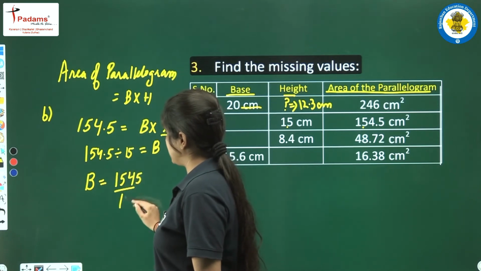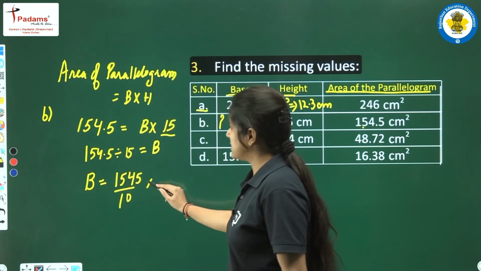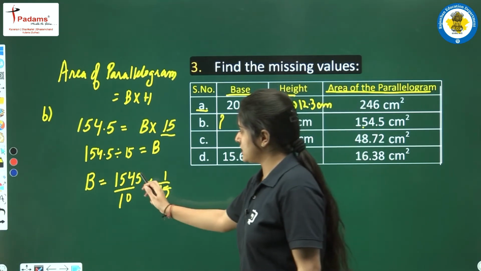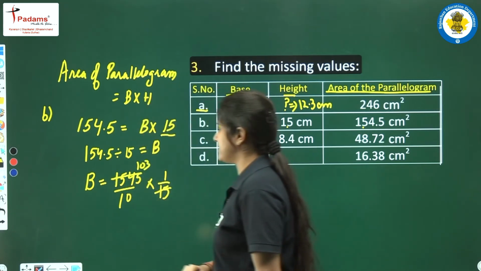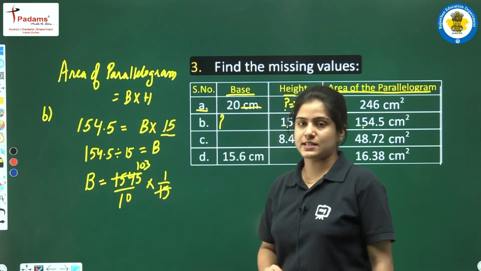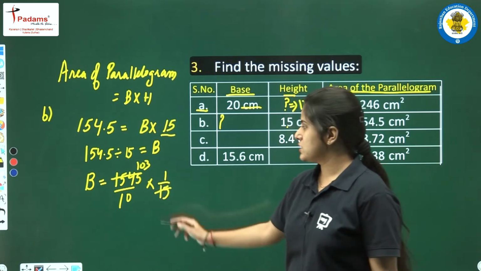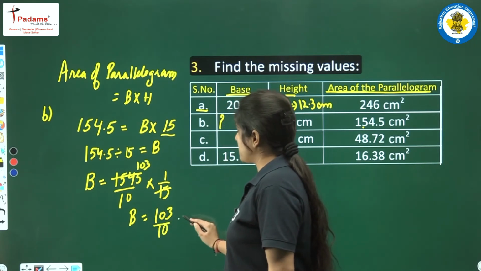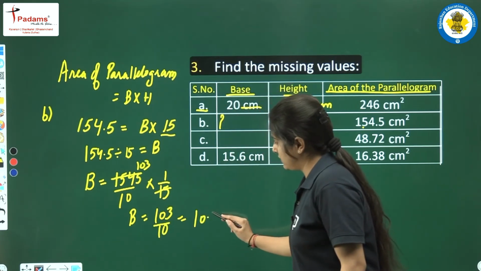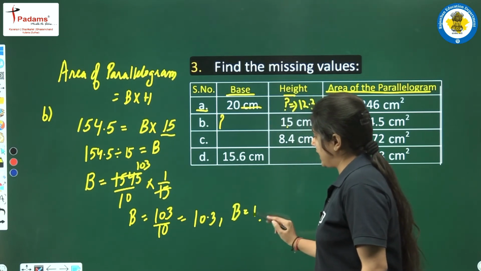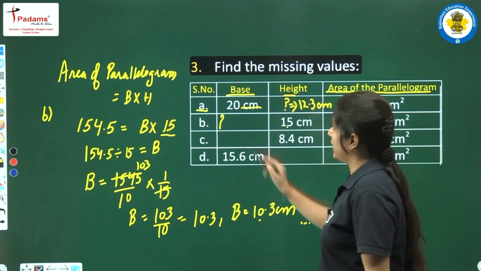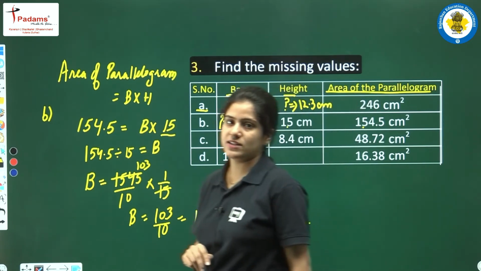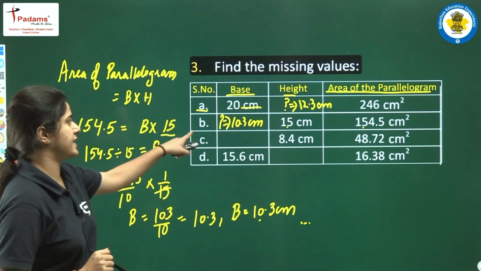1545. Now after removing the decimal, 10 comes here, so multiply into 1/15, right? We can do this thing. Now students, on the table of 103, it will cancel out. 15 into 103 is equals to 1545. Okay, so now students, b is equals to 103 upon 10, that is equals to 10.3, where base is equals to 10.3 centimeters. Okay, this is the value of the base, 10.3 centimeters. All right students, and this is the missing part of this second serial number.